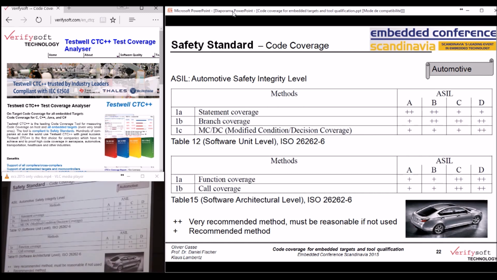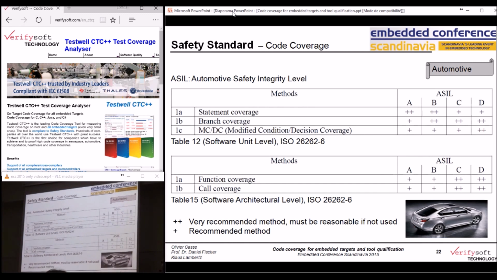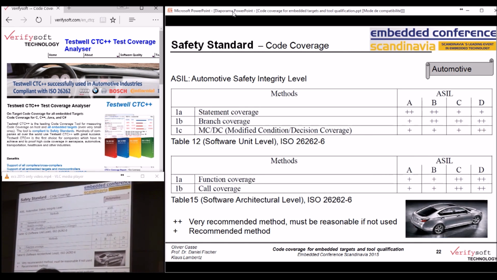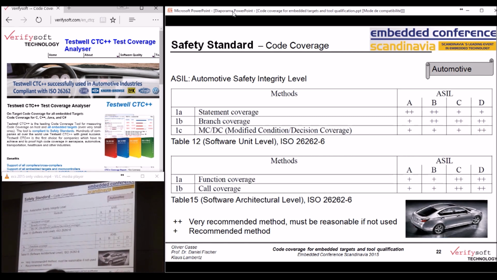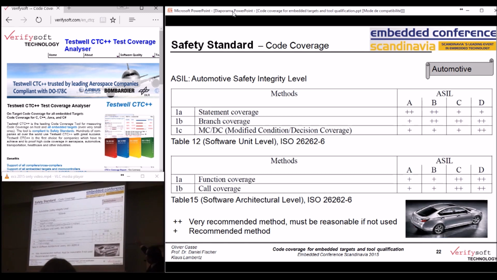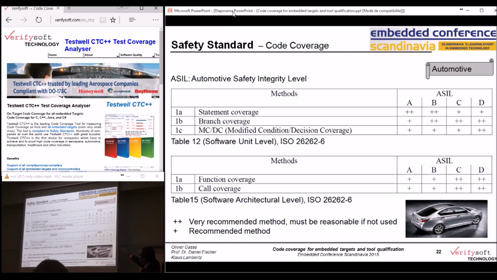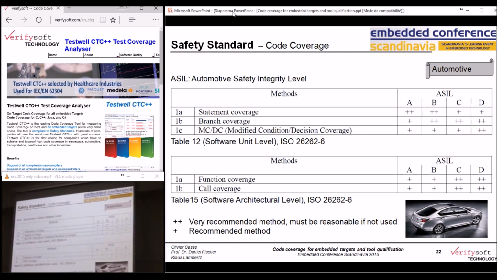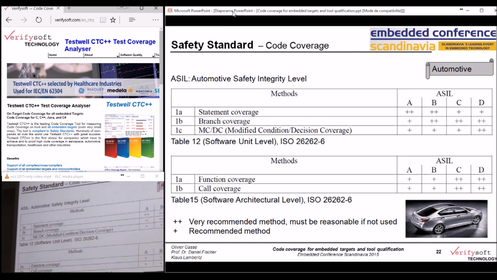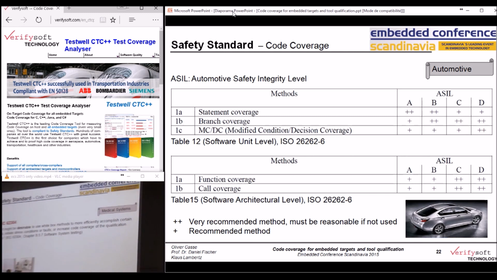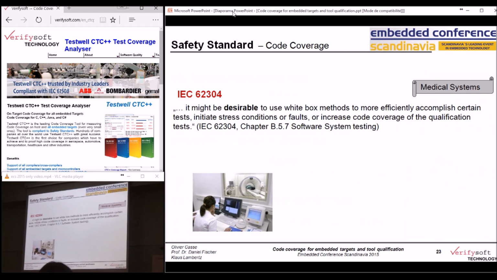Automotive, again, is based on the same mother safety standard, except that here we're not talking about SIL but ASIL, A standing for automotive, going from A to D, like SIL 1 to SIL 4. It's the same situation, and you can see that we have to cover statement, branch, MC/DC, or function and call coverage for the software architecture level, which is higher than the software unit level. So again, we see that all the coverage types we described are needed in this situation.